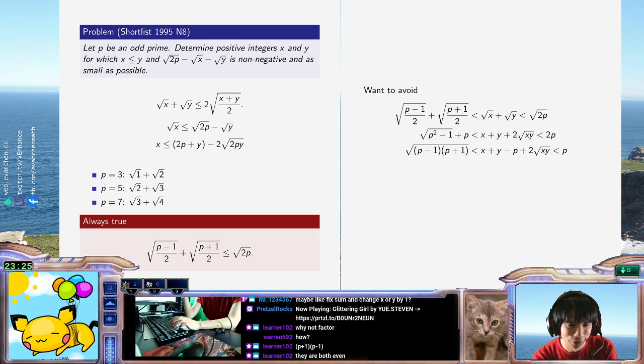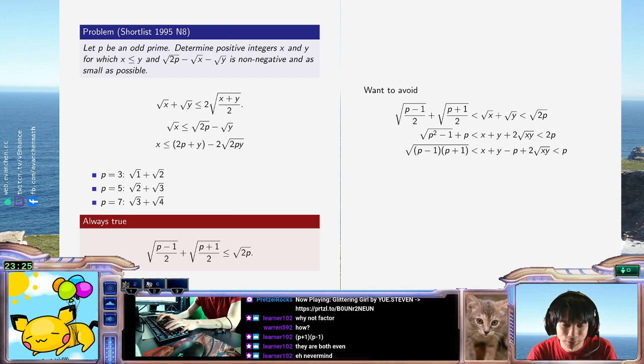I guess I just square. I'm not sure what else I'm supposed to do. P squared minus 1 is now less than... Like, do I just get rid of all the radicals? It feels not elegant, but I don't see where else to go.